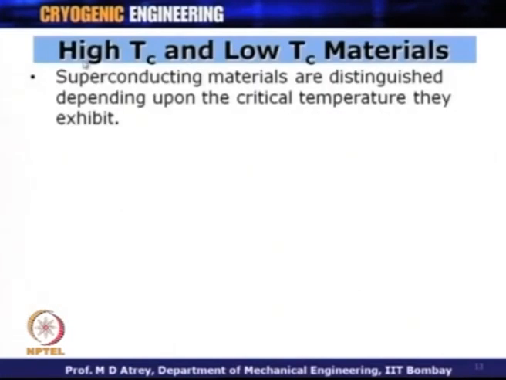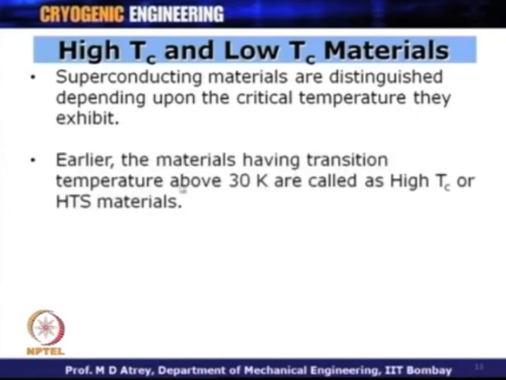Now, there are different materials like high Tc and low Tc materials. Some materials show high critical temperature, while some materials show low critical temperature. So, superconducting materials are distinguished depending on the critical temperature they exhibit. Earlier, materials having a transition temperature above 30 Kelvin were called high Tc materials.